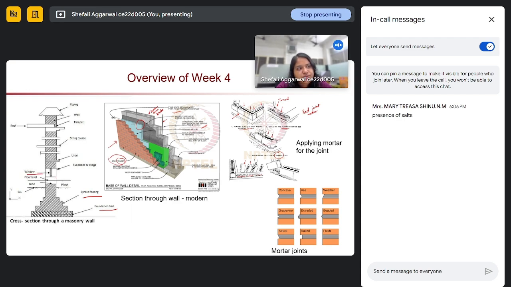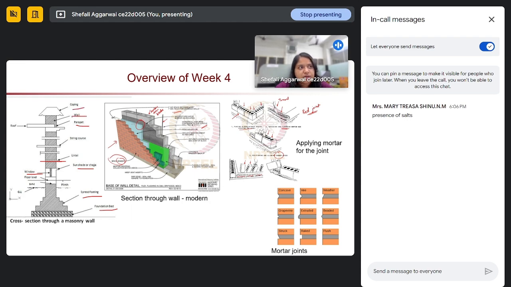Above the window we have the chhaja or sunshade, then the lintel beam. The lintel beam is mainly provided at the top of the door area; that beam is called the lintel beam. And then we have string posts, parapet wall, normal wall.